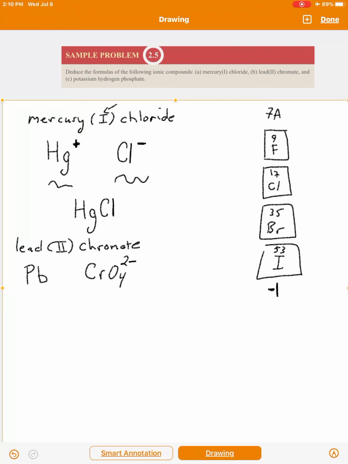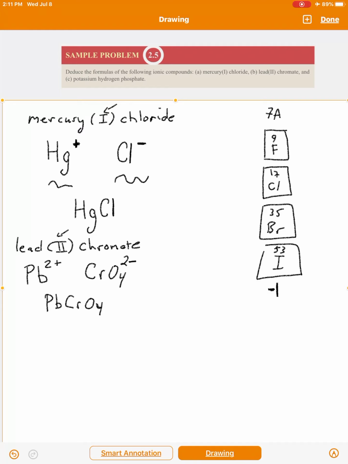Traditionally, we write the number of the charge and then the symbol, 2 minus, as opposed to minus 2. Okay, what about lead? Well, it says it's lead II, so that means it's plus 2. Again, you write the number, then the symbol. As I said with mercury 1 chloride, if the charges are the same magnitude for the cation and the anion, lead is plus 2, chromate is minus 2, then they will combine in a 1-to-1 ratio. So all you do is you write down PbCrO4.